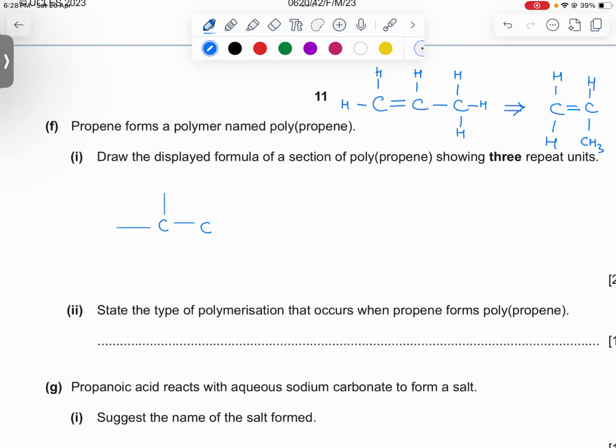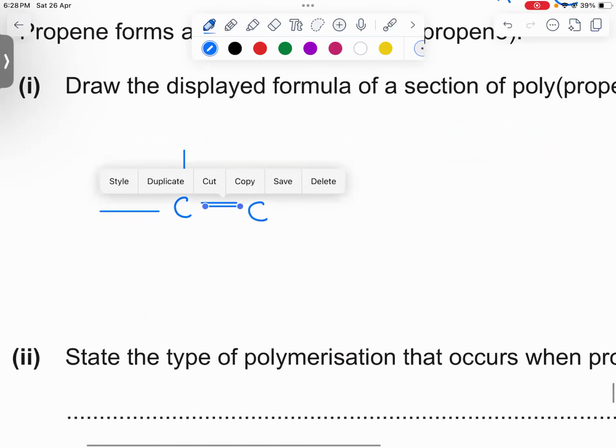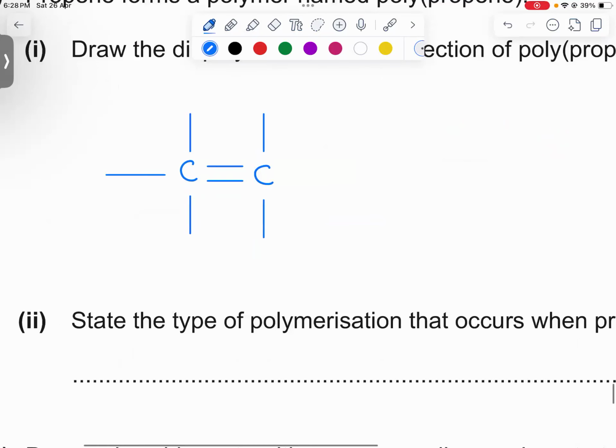Carbon bonded to another carbon, and then double bonded to this. Okay. And then we need to have a bond over here, a bond at the bottom, and a bond over here. All right. And over here there was a CH3, and these three were just hydrogens.